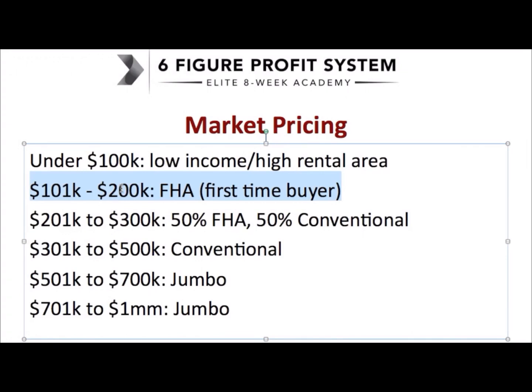So jumbo meaning they have to get a special type of loan to buy these because it's over the conventional limit. And now you have to get even more advanced financing called jumbo financing, which is like $417,000 and up typically to even qualify. And then your $700,000 to $1 million. $700,000 to $1 million would be that last. And of course, there's over $1 million.